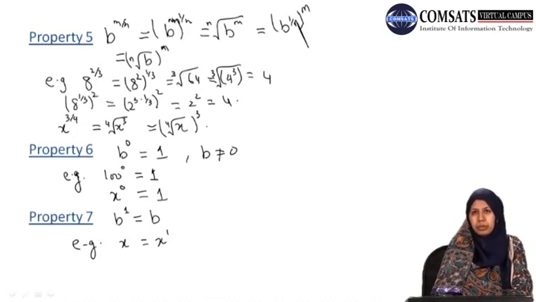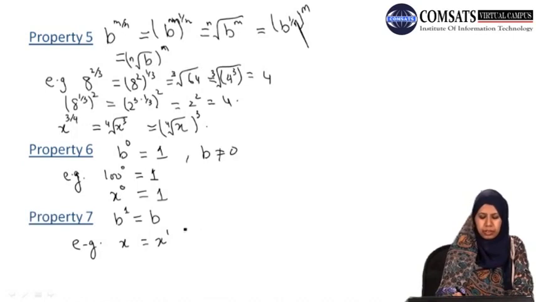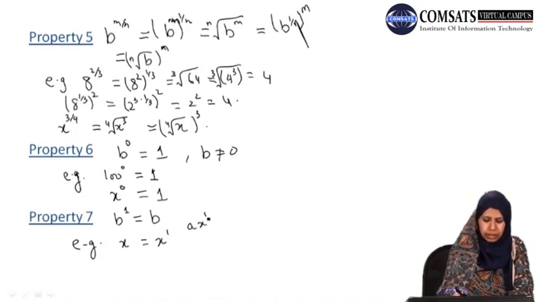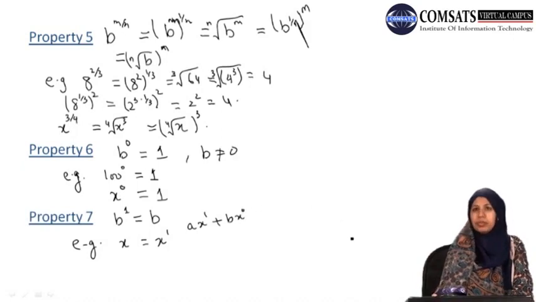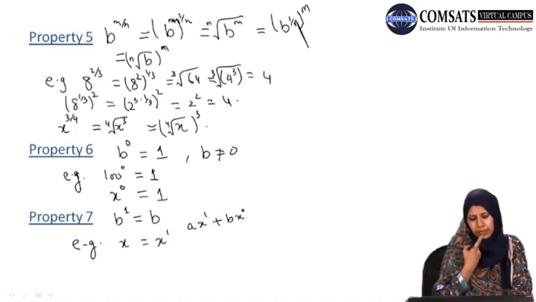Particularly when we write our polynomials, for example a linear function, we never write the general form of our linear function as a into x to the power 1 plus b into x to the power 0. We never write it. We know by heart that any positive number to the power 0 is always 1, and any positive number to the power 1 is the same number.